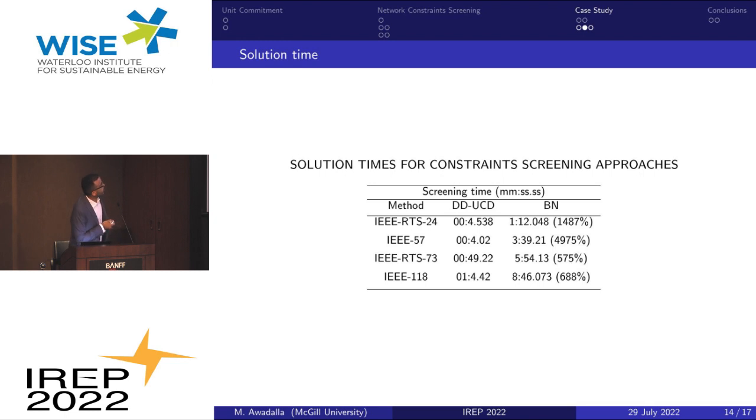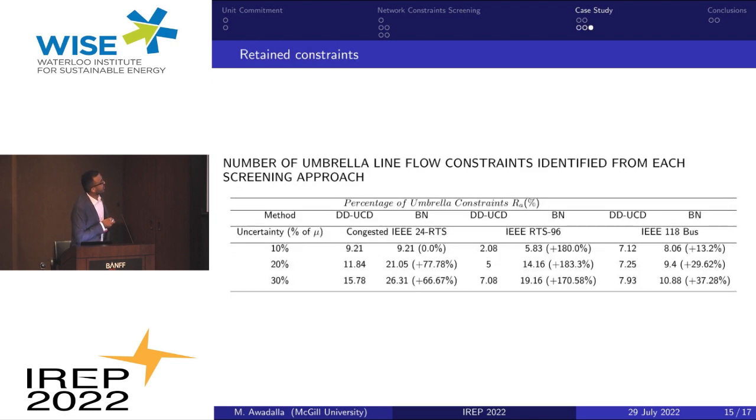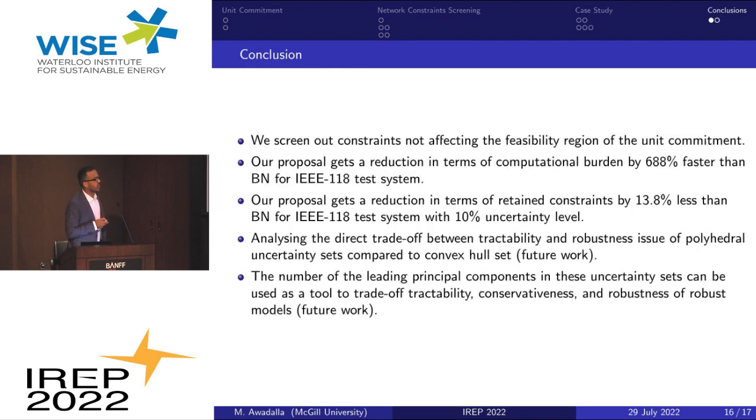Here, we show the percentage of the umbrella constraints or retained constraints while considering different uncertainty levels. And we can see that when the uncertainty grows, our methodology is more conservative, so we achieve a smaller number of retained constraints compared to the benchmark approach, where the uncertainty has been modeled in a less conservative way.